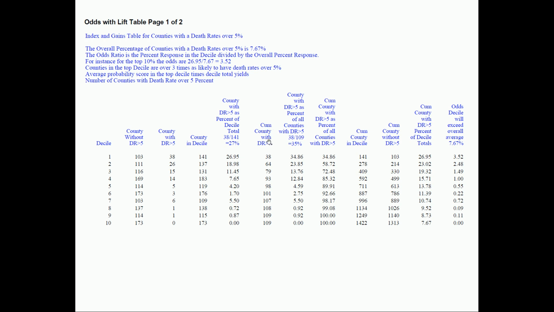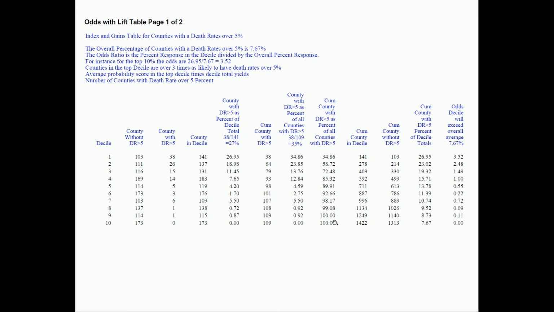The cumulative number of counties with a death rate over 5% is 109. You got 38 of them in the first decile. Counties with death rate greater than 5% as a percent of all counties: here we're looking at not the 38 over the 141, we're looking at the 38 over the 109, which is the percent of all counties with a death rate over 5%, so we have 34% of the counties with a death rate over 5% in the first decile.